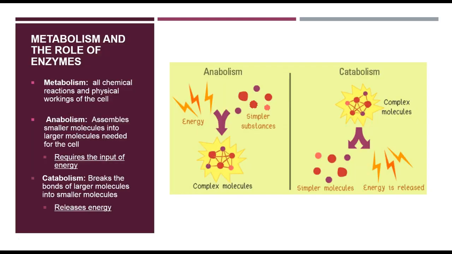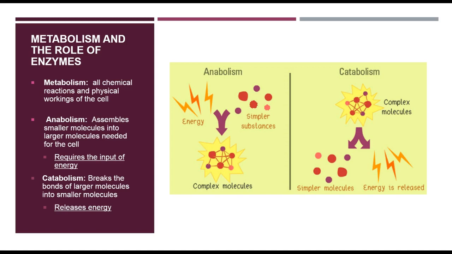So we're going to begin by talking about metabolism. In science, metabolism is defined as all chemical reactions and physical workings of the cell. So metabolism includes every single chemical reaction that occurs within cells. And there are 2 types of metabolism, anabolism and catabolism. Anabolism is all of the chemical reactions that involve building large complex molecules from smaller molecules. And anabolic reactions always require energy input in order for that to happen.